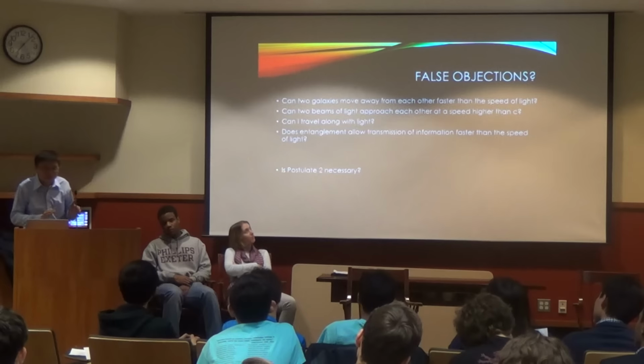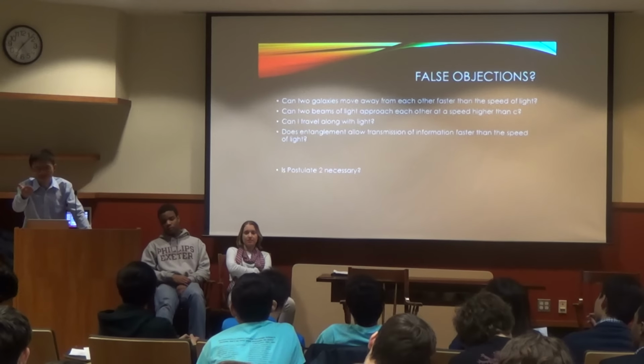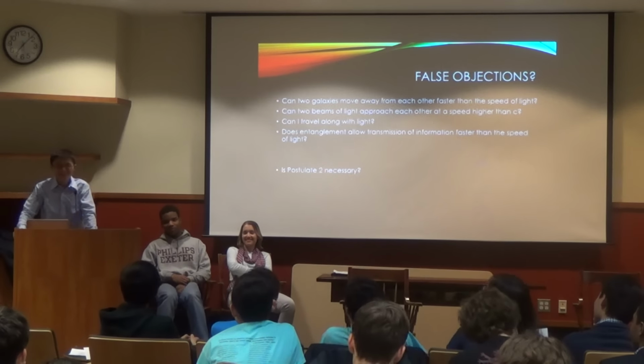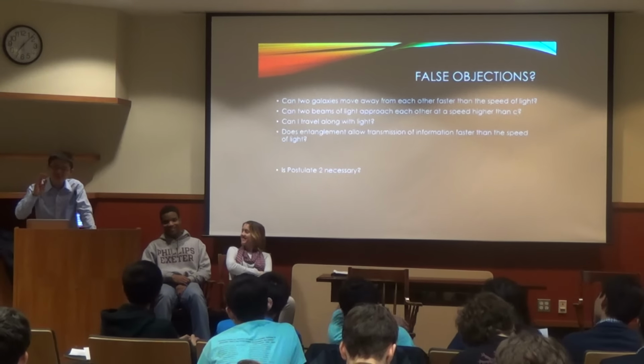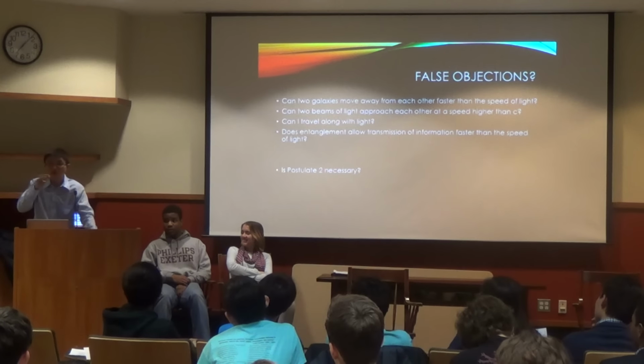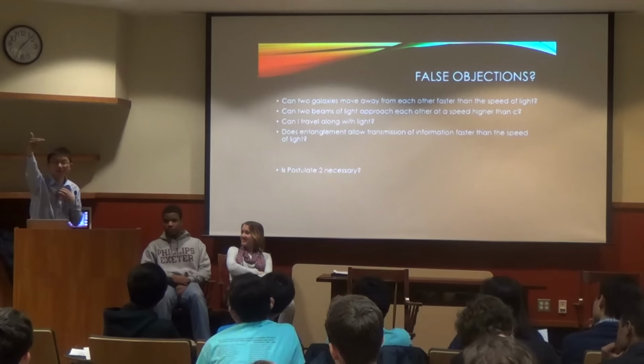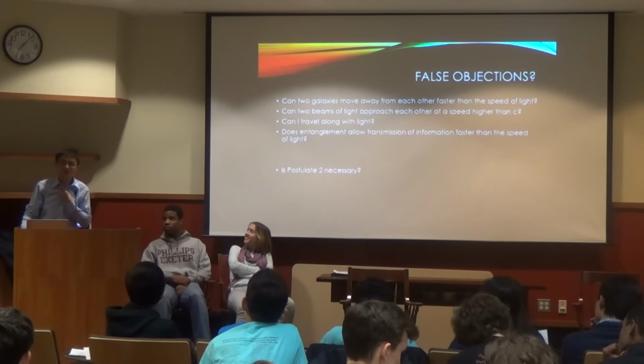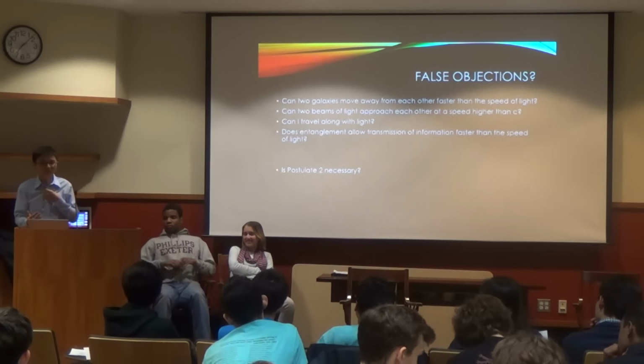So basically, let's assume George is massive. If George tries to ride on a beam of light, you need an infinite amount of energy to accelerate yourself to the speed of light. So you can't actually get there.